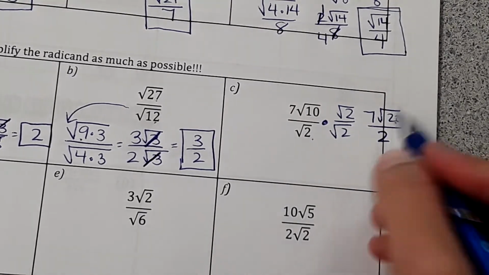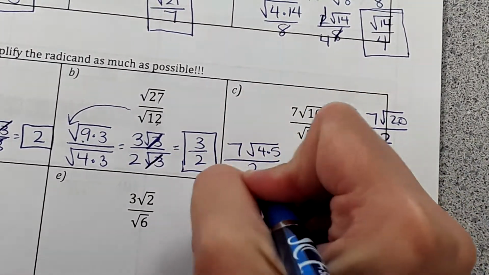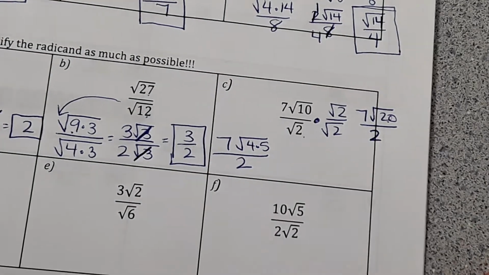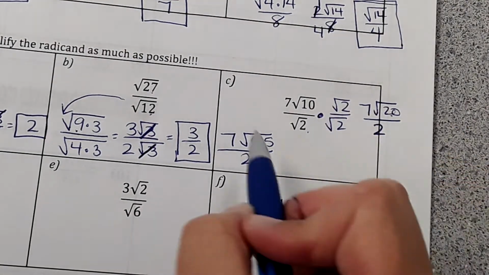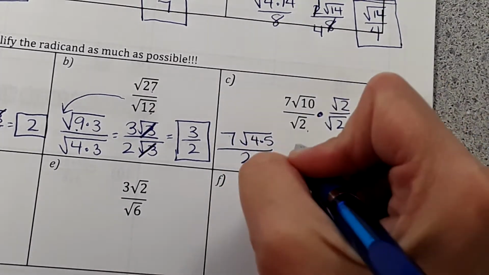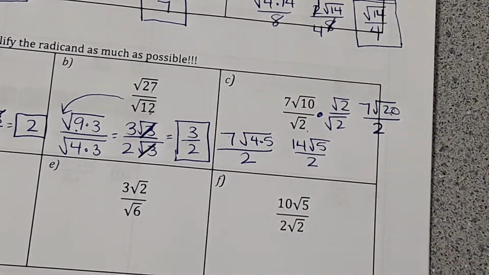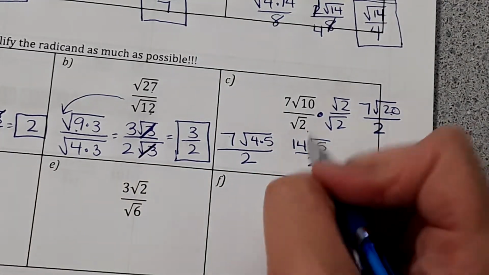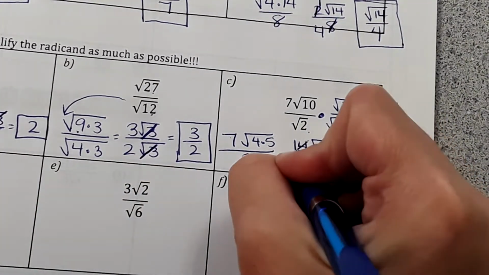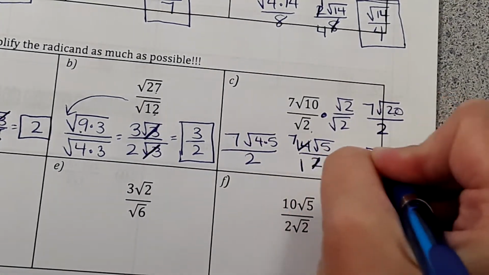Then I need to simplify the square root of 20. So 7, 4 times 5. Take the 2 out. 2 times 7 is 14. So I get 14 square root of 5 over 2. And then the coefficient in the denominator can simplify. 2 and 14 can be divided by 2. So divide this by 2 to get 7. Divide this by 2 to get 1. And the answer is 7 square root of 5.